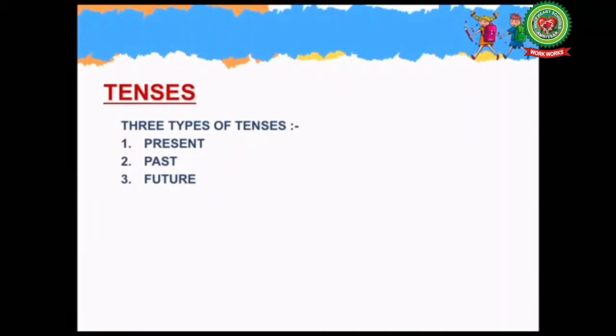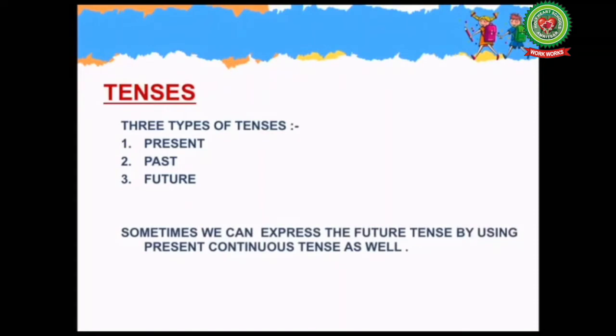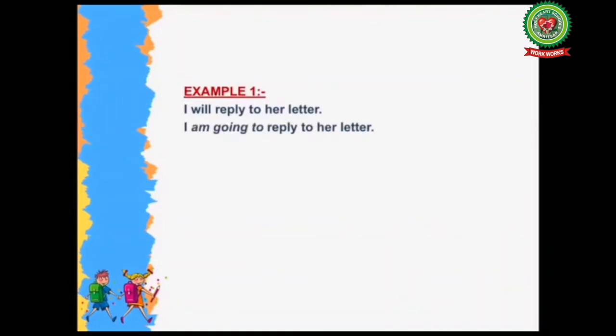And sometimes we can express the future tense by using present continuous tense as well. Let me explain to you how. Let's take an example. I will reply to her letter. Now this sentence can also be written like I am going to reply to her letter. Though I have used present continuous tense, it indicates that the action has not yet been done. It is going to be done in the near future.